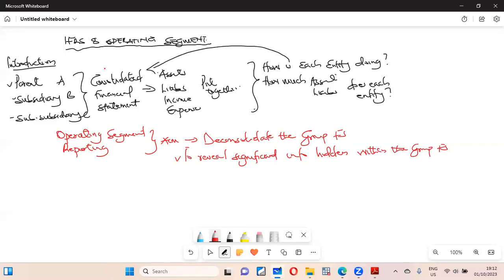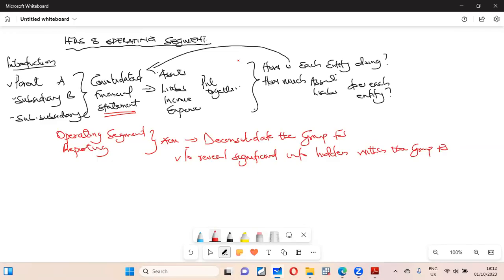So from the consolidated financial statement here, we actually don't know how each and every entity is doing. We don't know. So we rather deconsolidate it. When we deconsolidate it, then we actually get to know what each and every individual entity is doing.